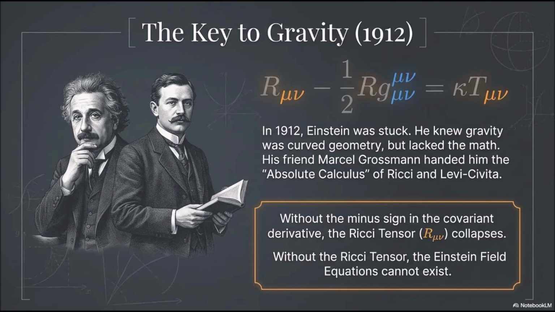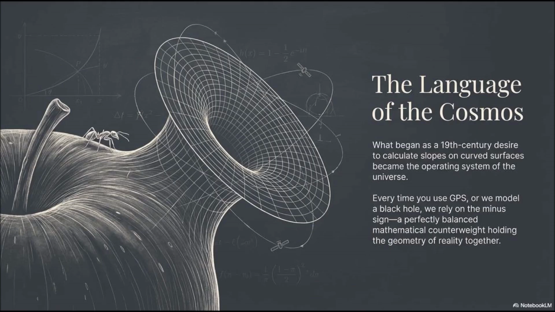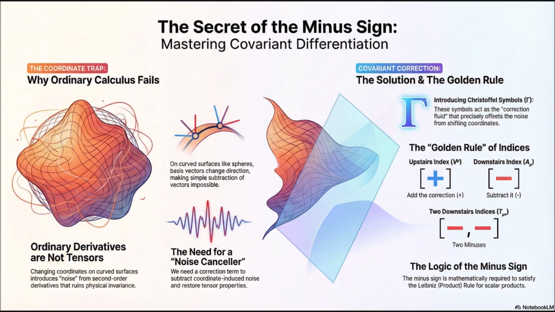Einstein took these pure, abstract mathematical tools and used them to forge the greatest equation in human history. The Einstein field equations. Let's look at the math one last time. The Einstein field equations are R_{mu nu} minus 1/2 R times g_{mu nu} equals kappa times T_{mu nu}. That covers the Einstein field equations. Have we missed any nuances? I think we've unpacked it.